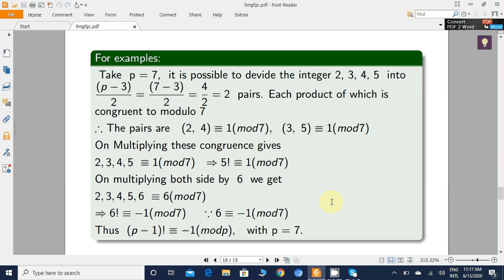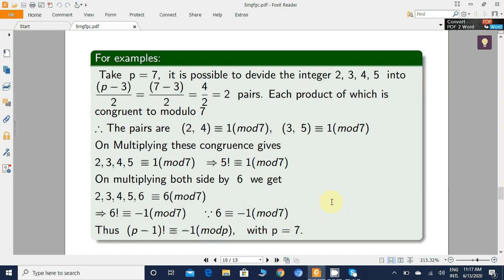Therefore, the pairs are 2, 4, that is 8. This is congruent to 1 under modulo 7. And one more, 3, 5, that is 15. This is congruent to 1 under modulo 7. On multiplying these congruences, 2, 3, 4, 5, their product is also congruent to 1 modulo 7. Otherwise 2, 3, 4, 5 is nothing but 5 factorial. This is always 1 under modulo 7.